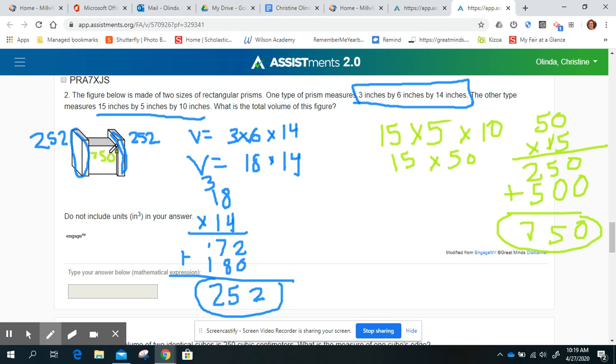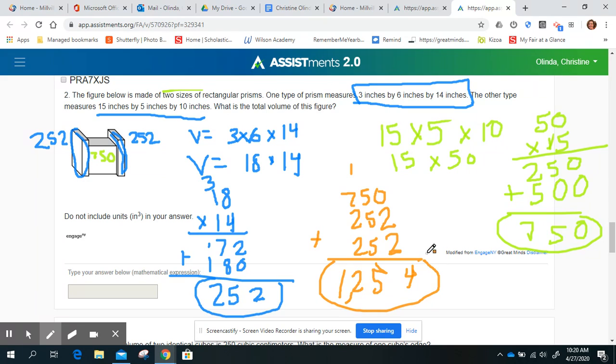And so to find the total volume, I'll need to add all 3 of these numbers together. And I know it's tricky because it says 2, but there are 3 shapes here. So we'll add all 3, 750 plus 252 plus 252. 5 plus 5 plus 5 is 15. 7, 8, 9, 10, 11, 12. And your answer is 1,254 inches cubed. And you'll type that in the box.